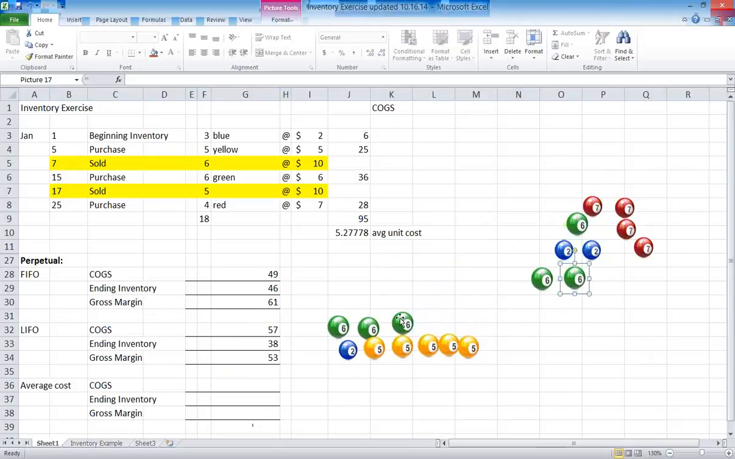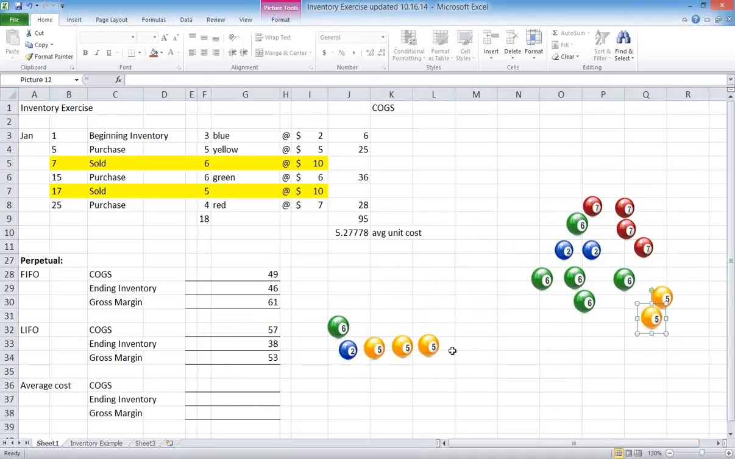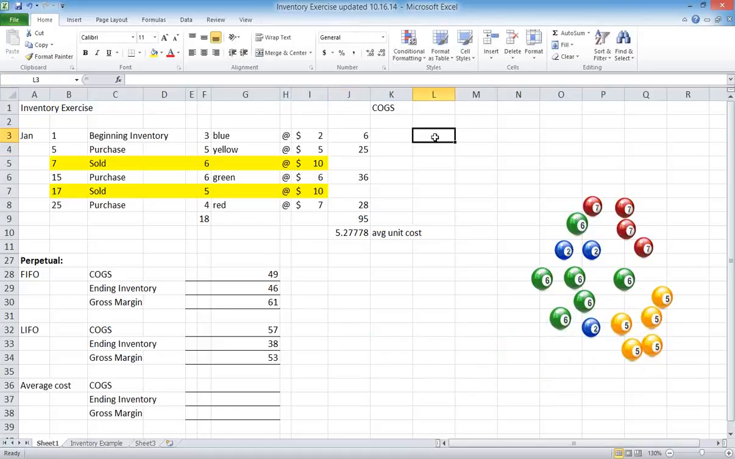Okay. With the average cost, it's not going to do me too much good to move my items around. What we need to keep in mind is that we can't sell what we don't have. We have to calculate a new average every single time that we are going to sell a piece of inventory. So we start out and we had our 3 blue, we bought our 5 yellow. Those added up to a total cost of 6 plus 25, and it's a total of 8 units.